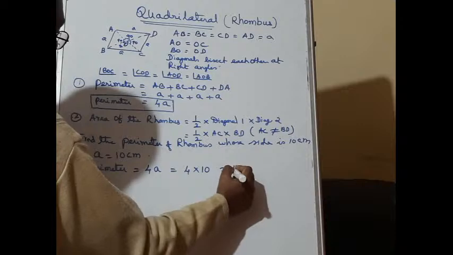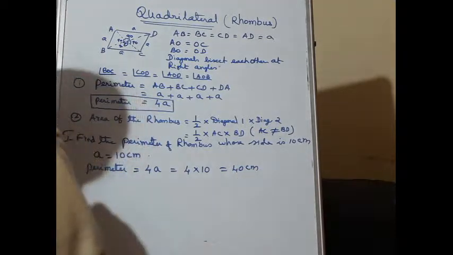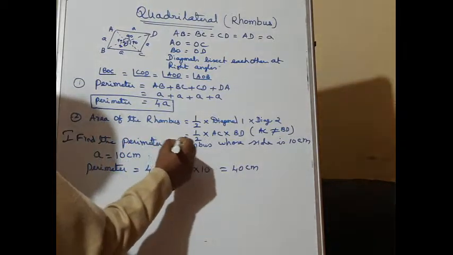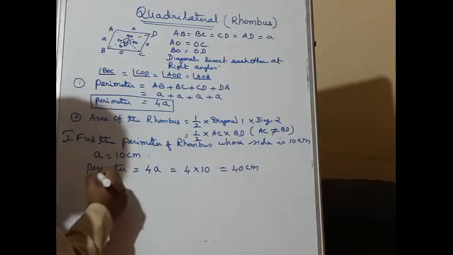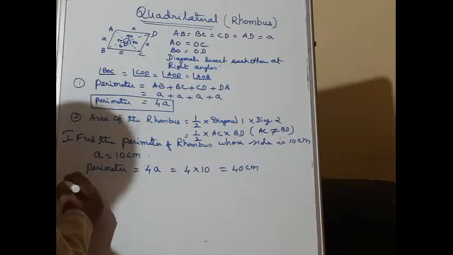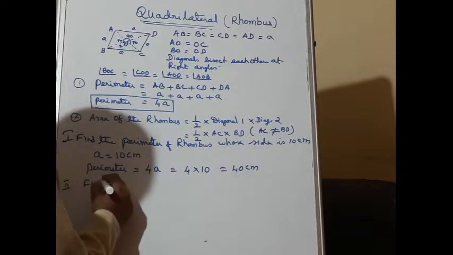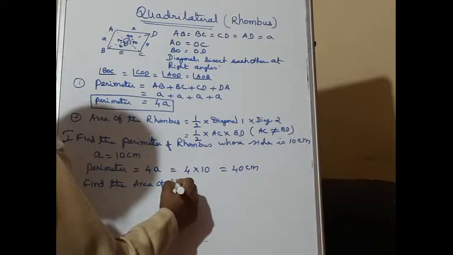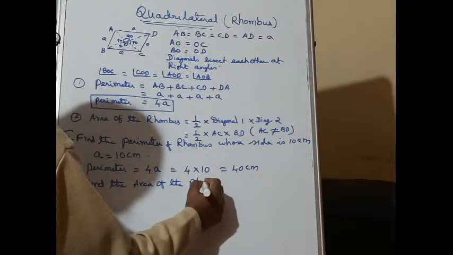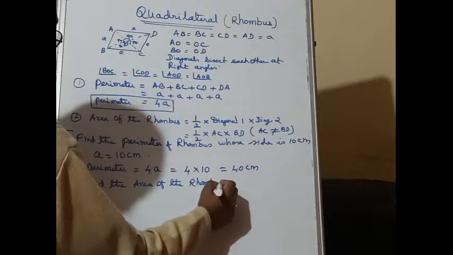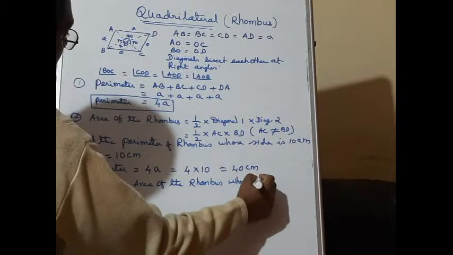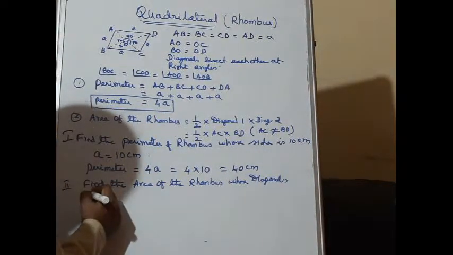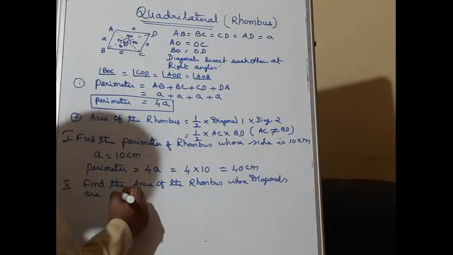Equal to 40 centimeters. So this is a straight model, 1 mark. Next question. Find the area of a rhombus whose diagonals are 24 centimeter and 10 centimeter.